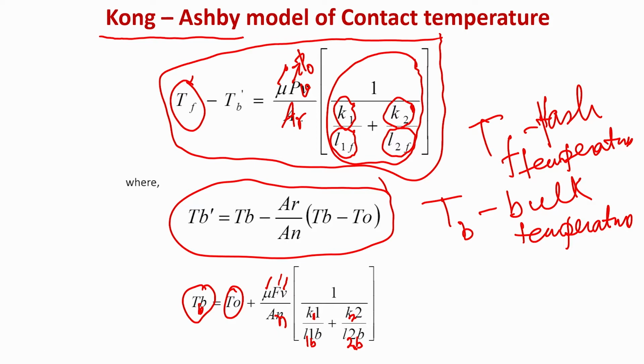So, if you plug in all these values, now TB values you put it here, and then if you put this TB prime value here, then you can get the TF. So, bulk temperature calculation is fairly easier compared to flash temperature, okay. So, this TF and TB you can calculate in this manner.